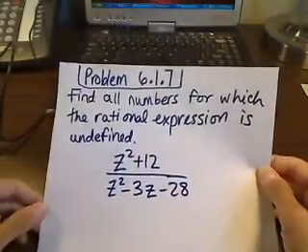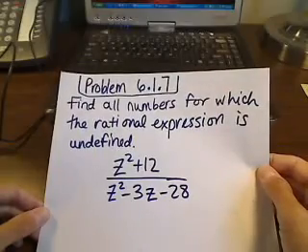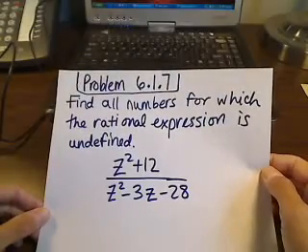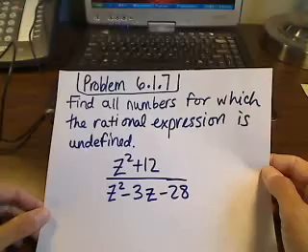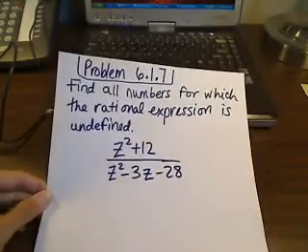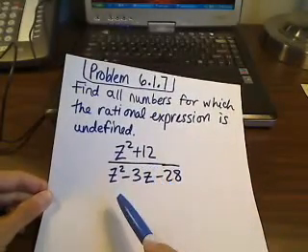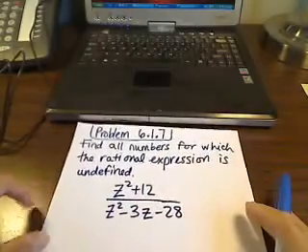Okay, so this is problem 6.1.7. It says find all numbers for which the rational expression is undefined, and they give you this expression right here, z squared plus 12 over z squared minus 3z minus 28.